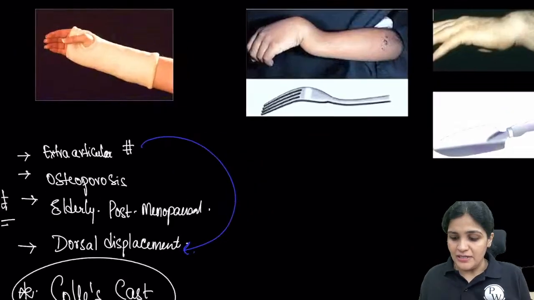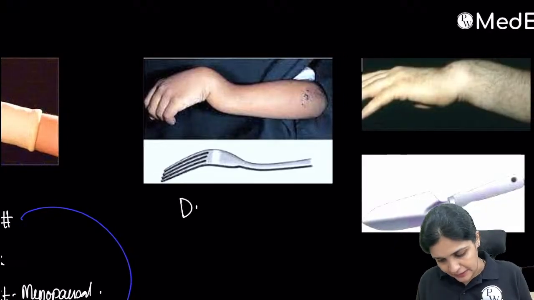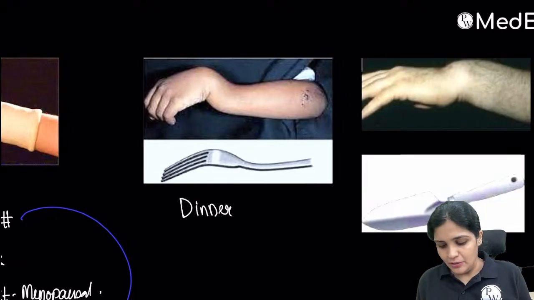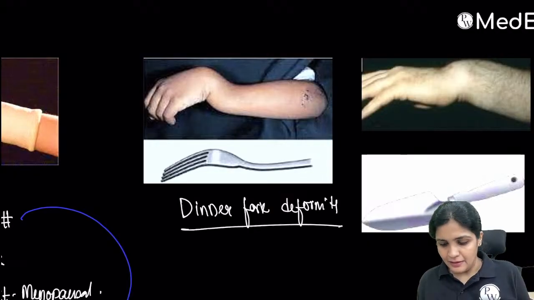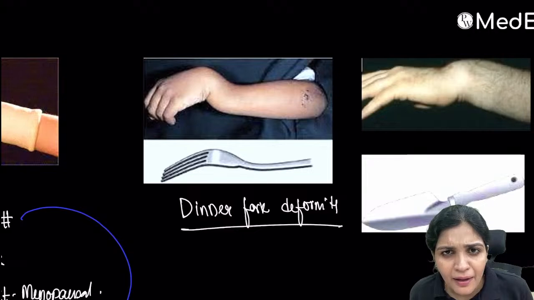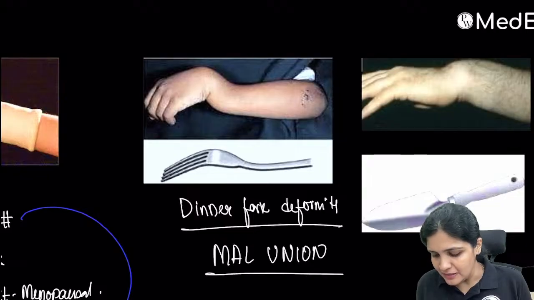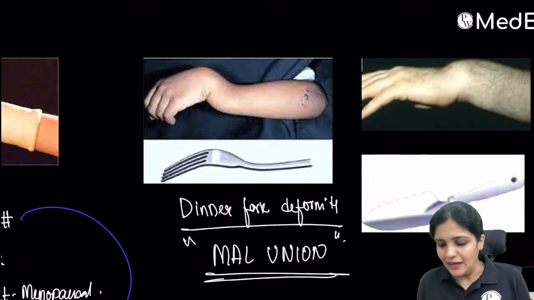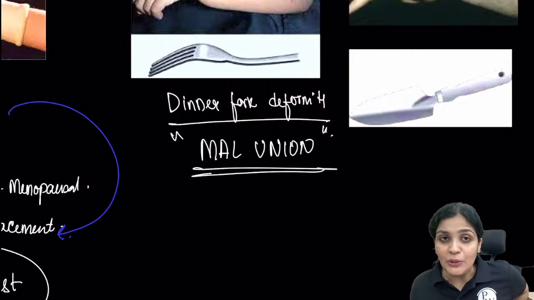Okay. Then what is this? Dinner fork deformity. And what is the complication? Malunion or non-union? Malunion. I can hear both malunion and non-union. It is not non-union, it is a malunion. The complication of Colles fracture is malunion. Okay?